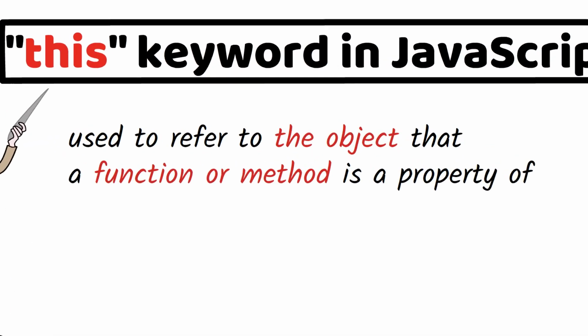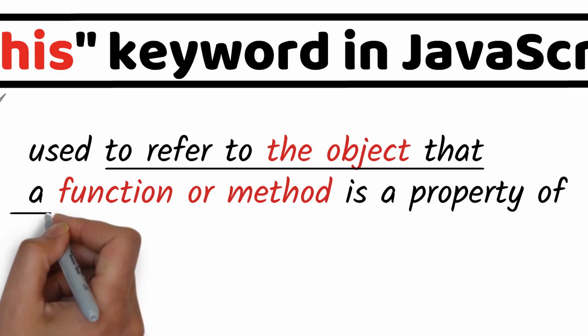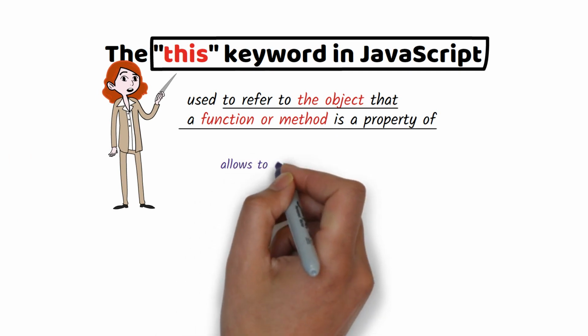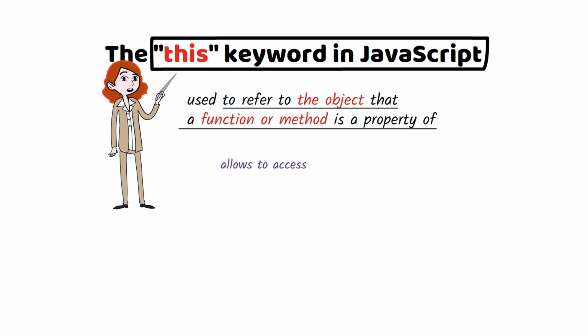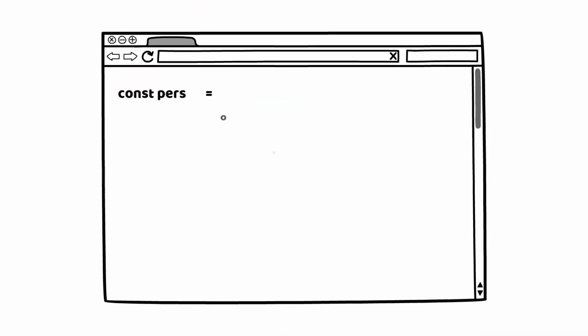So let's get in. As I have already mentioned, this keyword is a reference to the object that a function or method is a property of. So it allows us to access the properties and methods of that object. Okay, so here is the example.